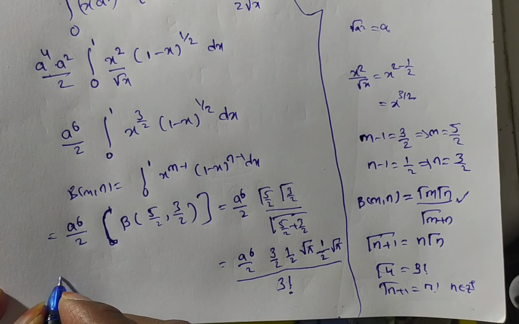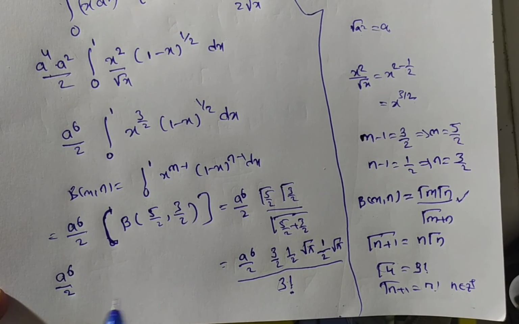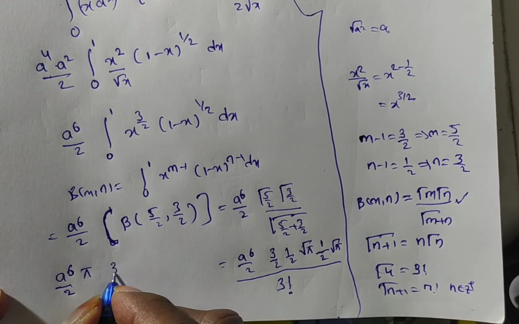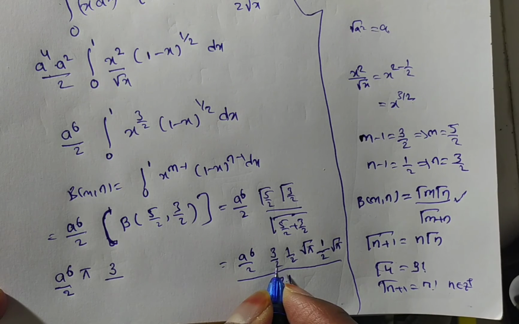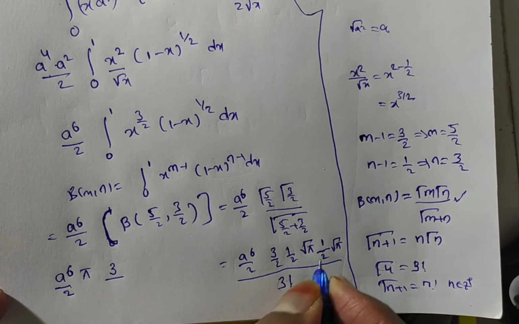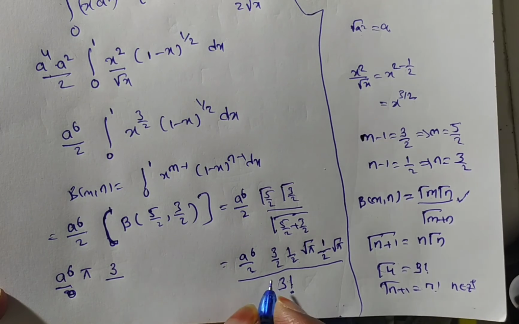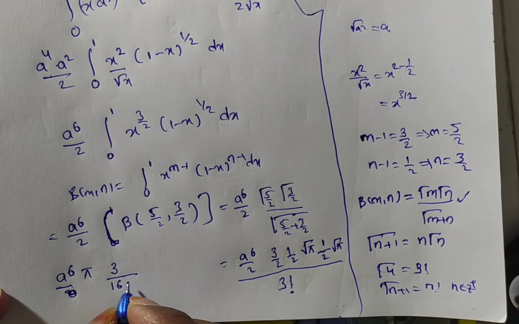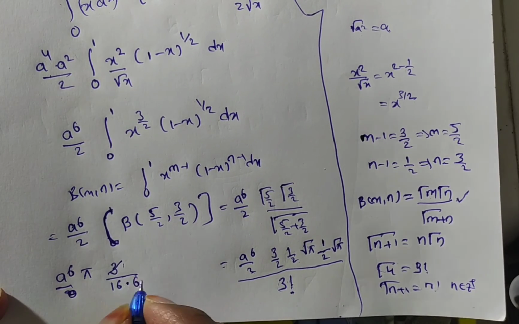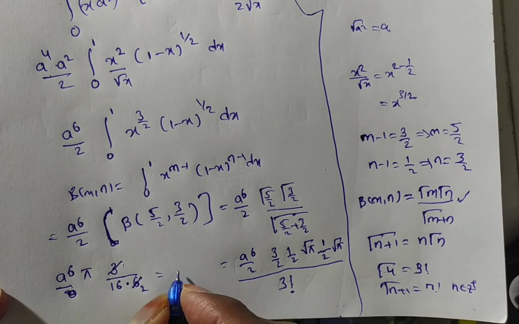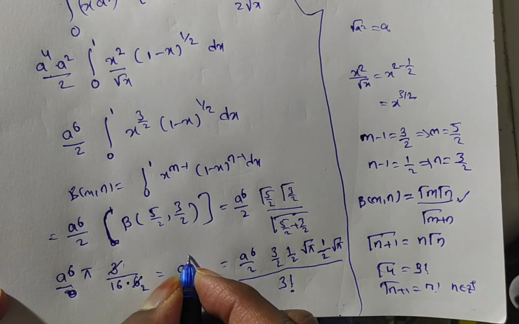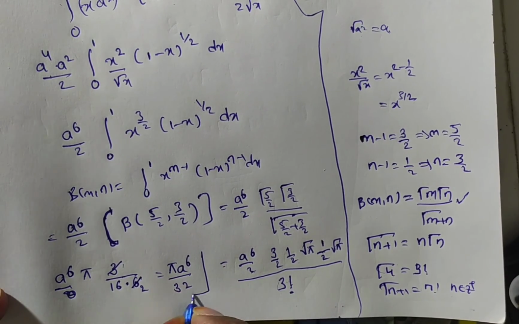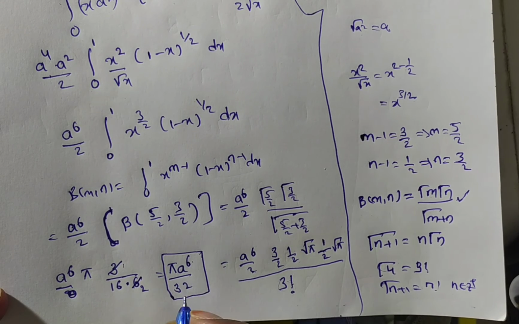This is a to the power of 6 by 2 times root pi into root pi, that is pi. In the numerator you have 3 into 3, and in the denominator 1 into 2, then 1, 2, 3, 4, 4 times 2 is nothing but 16, divided by 3 factorial. 3 factorial is nothing but 6. So 3 ones are 3, 3 twos are 6. Then you will have pi a to the power of 6, 16 times 2 is 32. Friends, the answer is pi a power 6 by 32.